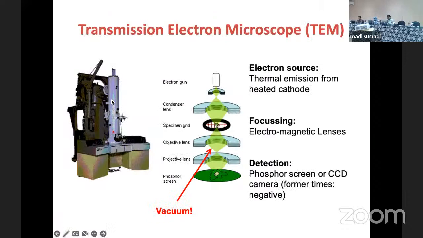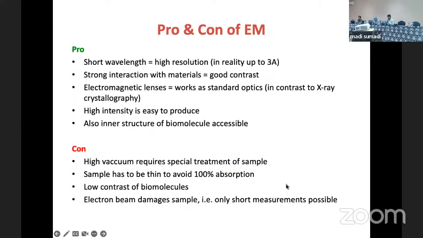You can see clearly here, this is a magnetic field. So the shot electrons will go through directly because it's in a vacuum. So here we have a specimen grid, and this is a small copper shield. It's a kind of mesh network, and the sample is very tiny, so that you are able to see the structures in a better way. In former times we used negatives, but we do not have negatives anymore in the new ones.